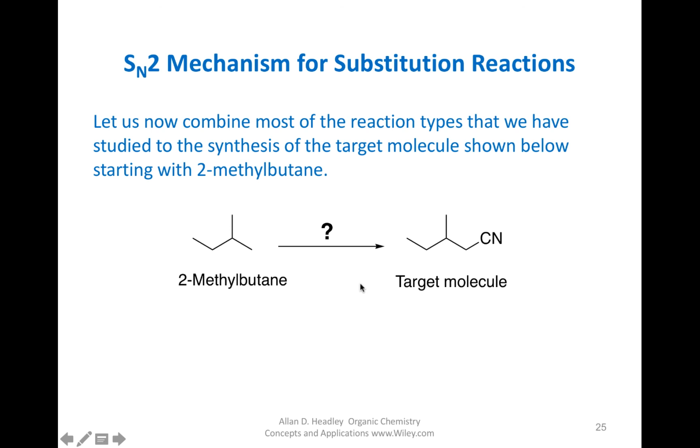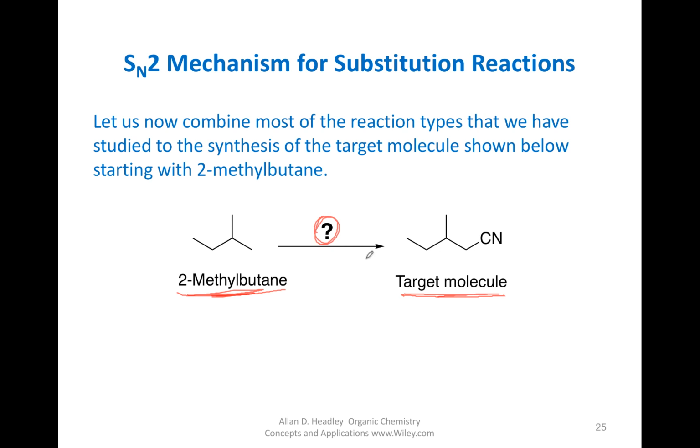Lastly, let's do an application and then we conclude. We'll now combine most of the concepts that we've learned from previous chapters, including substitution reactions. So let's see, how do we transform 2-methylbutane into this target molecule? In other words, we have lots of this molecule here as our starting material, and you need this molecule as your product. How do you make it? What are the steps that we put here?